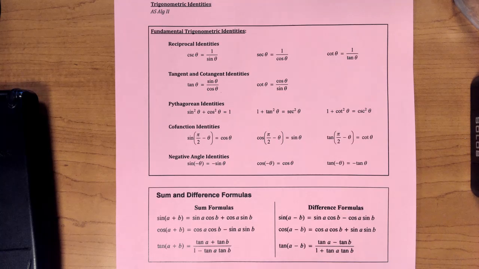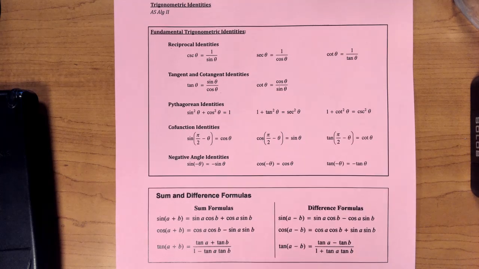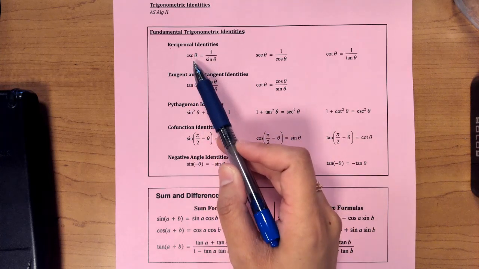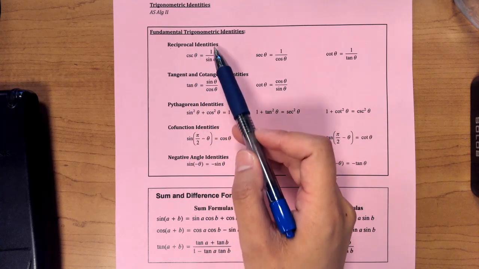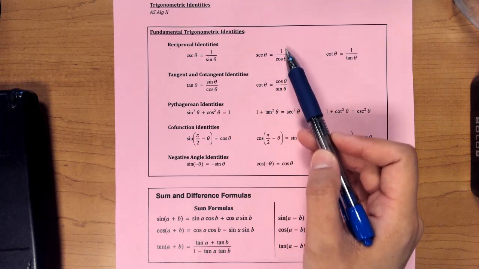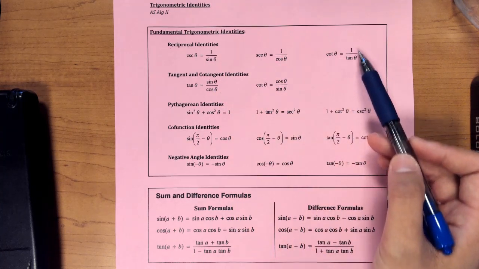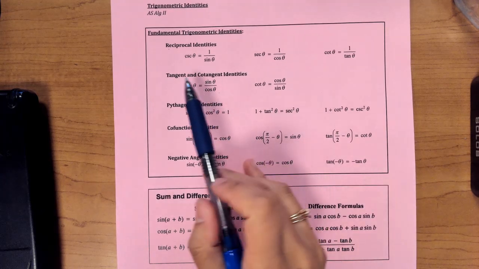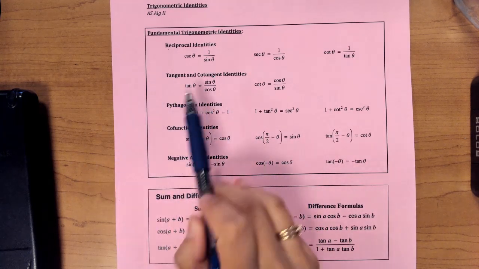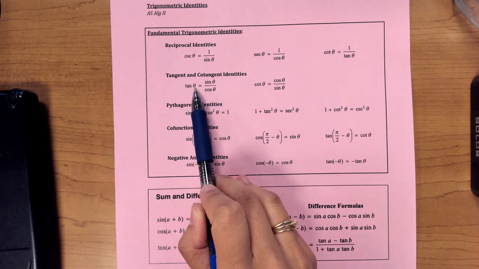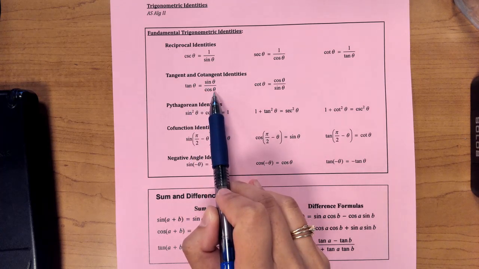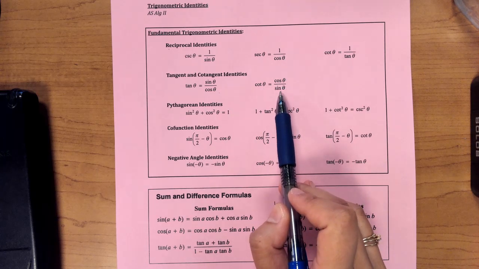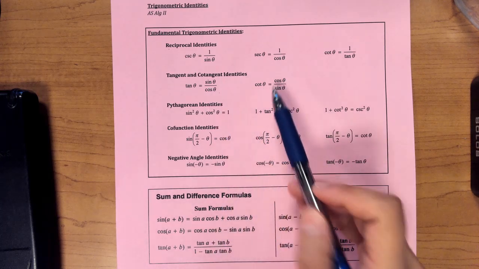So first off, I want to establish that we actually know these identities, called reciprocal identities, already. Cosecant is a reciprocal of sine, secant is a reciprocal of cosine, and cotangent is a reciprocal of tangent. We also know the tangent and cotangent identities, which state that tangent theta is sine theta over cosine theta. Cotangent theta is cosine over sine, right? So they're reciprocals of each other.